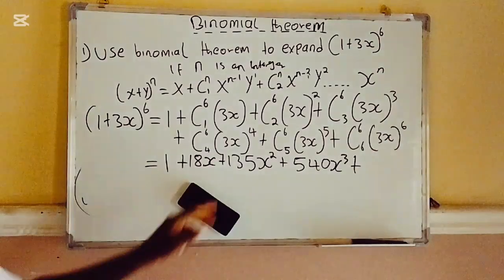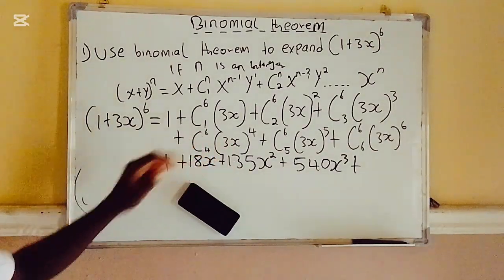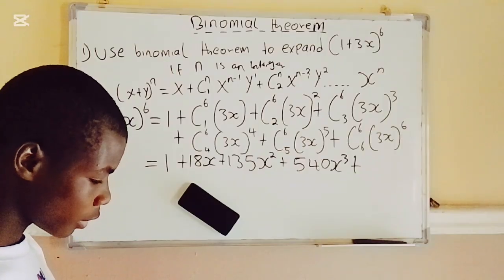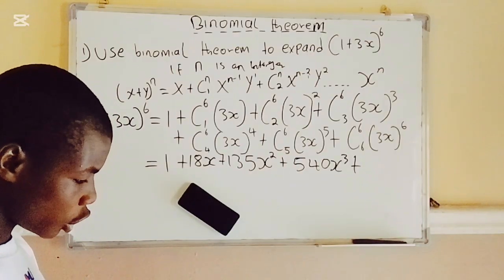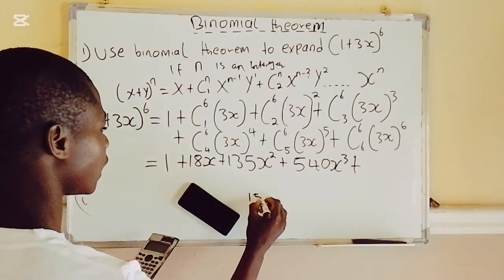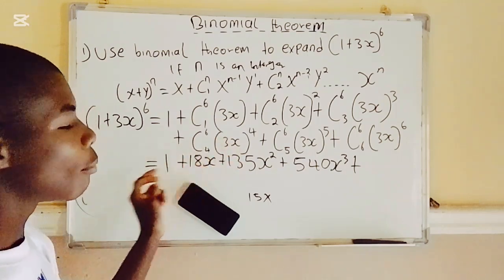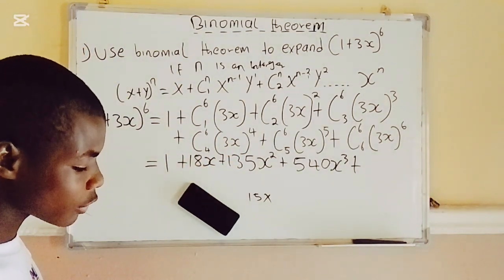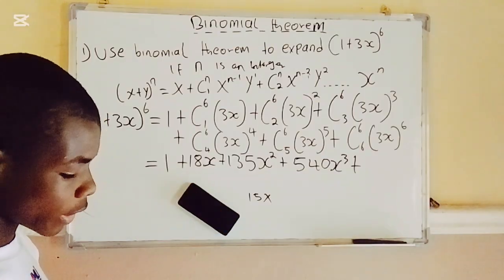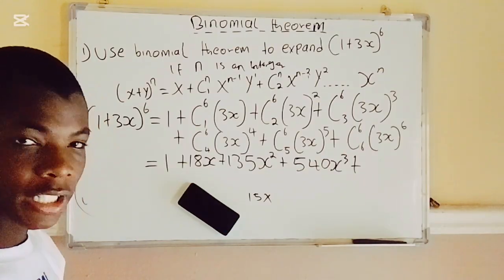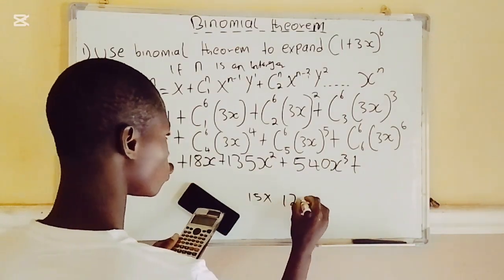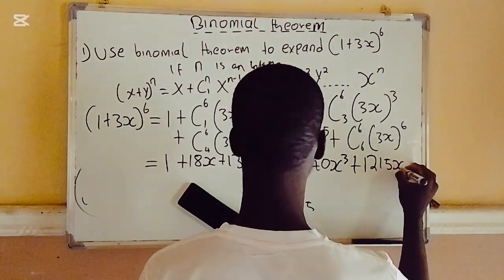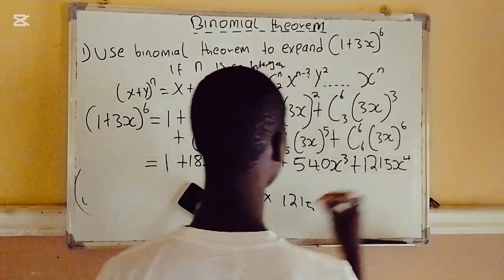So the next thing that I'm going to do, I have to say 6 combination 4, which is 15. So 3 multiplied by 3 multiplied by 3, 4 times: 3 times 3 times 3 times 3 gives me 81. 81 multiplied by 15 gives me 1215. So therefore plus 1215x raised to the power of 4.